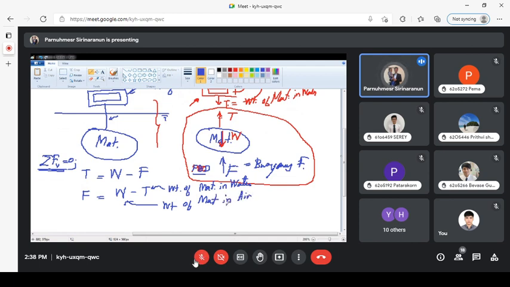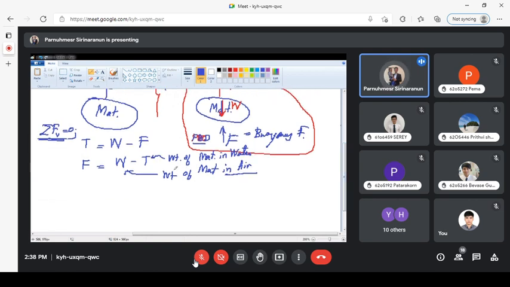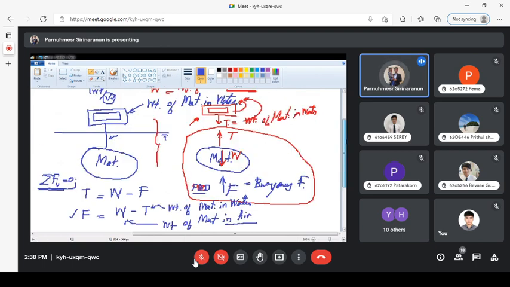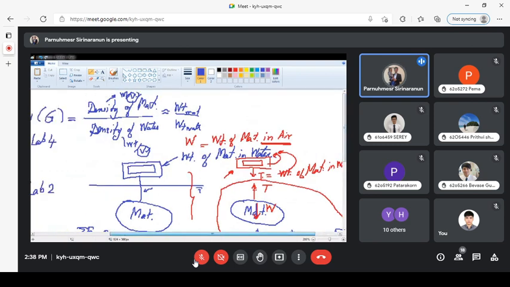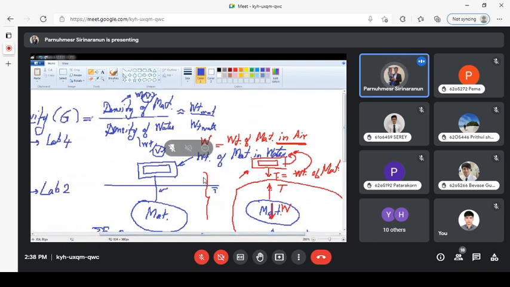By normal practice, the weight of material is not in air, it's in water. If you can measure the weight of material in water, what happens? You can find the buoyancy force. After you know the buoyancy force, what you get? From this meaning, what meaning?